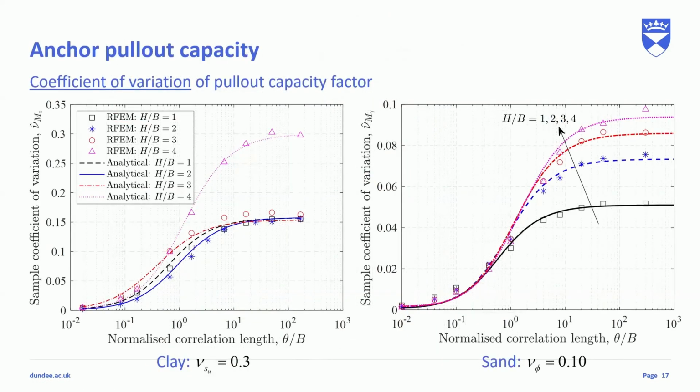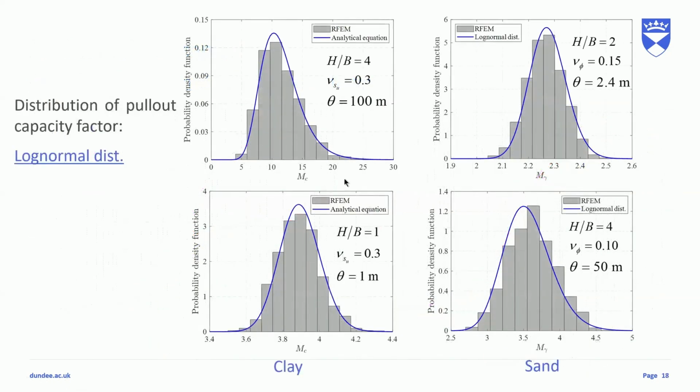And so the coefficient of variation of the pullout capacity factor, which is the ratio of the standard deviation to the mean, you can see that this is for sand, this is for clay, this is for sand. And H over B of 1, 2, 3 is shallowly embedded. This is deeply embedded.